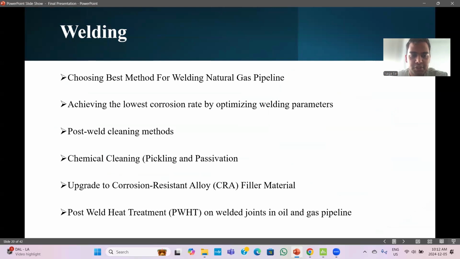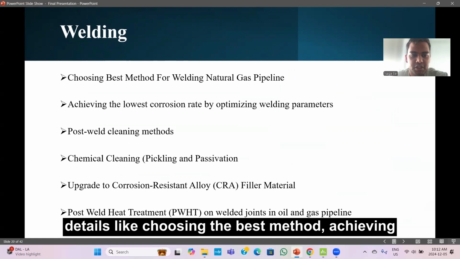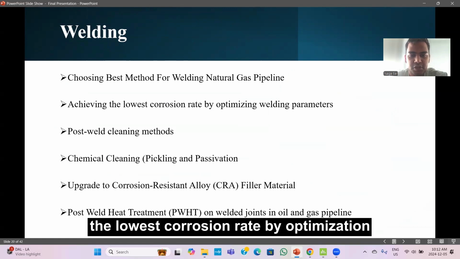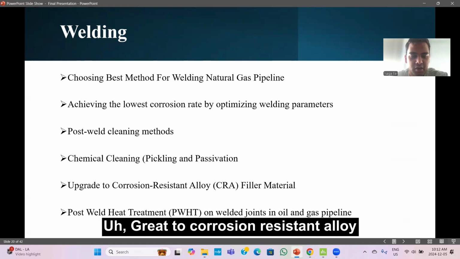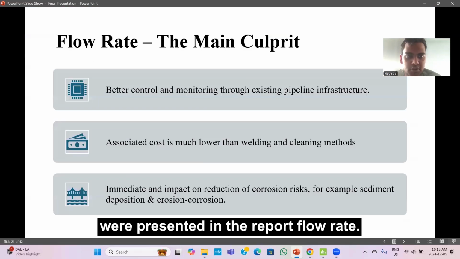Welding. In the welding, we have listed all the details like choosing the best method, achieving the lowest corrosion rate by optimization of welding parameters, chemical cleaning, upgrade to corrosion resistant alloy, and post metal treatment. All the details of how we did this were presented in the report.